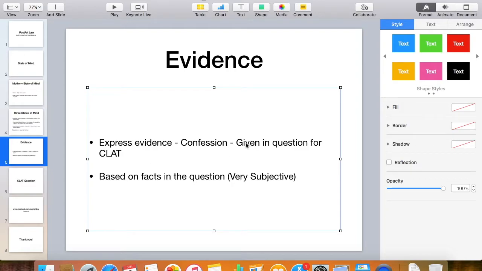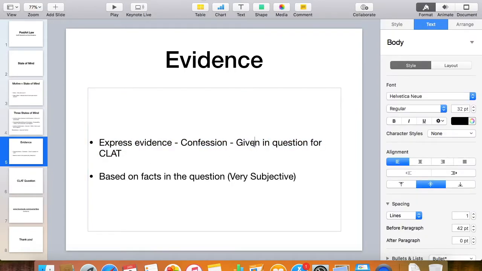So in express evidence you also have questions in CLAT which tell you that. For instance, they'll give you clues, using words like dishonestly, right, or fraudulently, or intentionally, or knowingly, right? So these words which they use often give us express evidence about someone's state of mind.